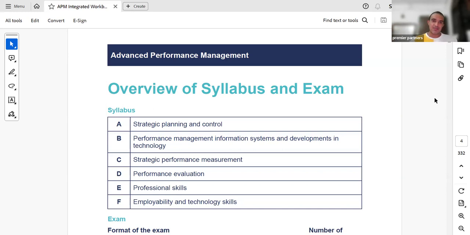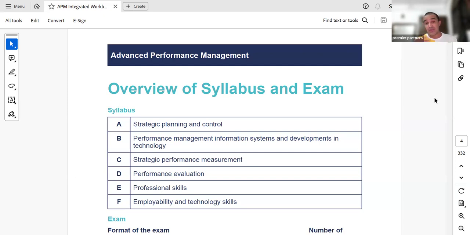If you look at the syllabus, when it comes to APM, we used to have four areas, but now there are six. That is strategic planning and control, then performance management, information systems and developments in technology. Then strategic performance measurement, where you have the critical success factors, mission, KPIs. Then performance evaluation, where you have all your budgets and then variance, transfer pricing, divisional performance appraisal. Then professional skills. Now, this is something new.